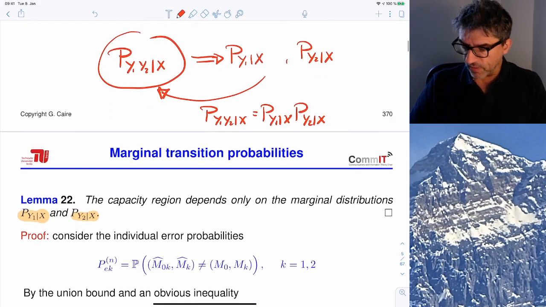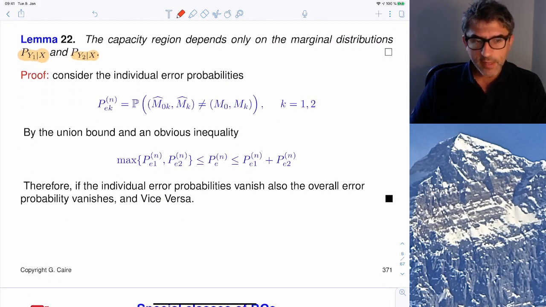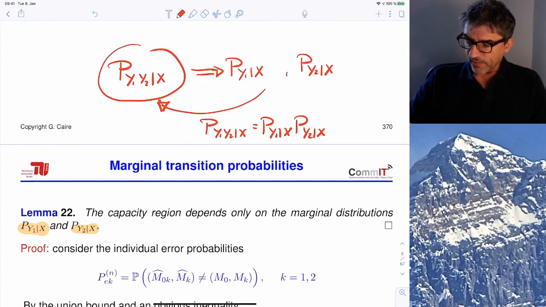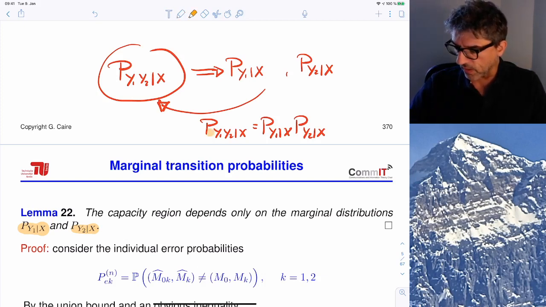So given this lemma 22, the capacity region depends only on the marginal distributions, it means that there exists a whole equivalence class of broadcast channels with the same capacity region as long as the marginal distributions are fixed. So we can go from the case where Y1 and Y2 are strongly dependent given X to the case where Y1 and Y2 are completely independent given X, which is this case.